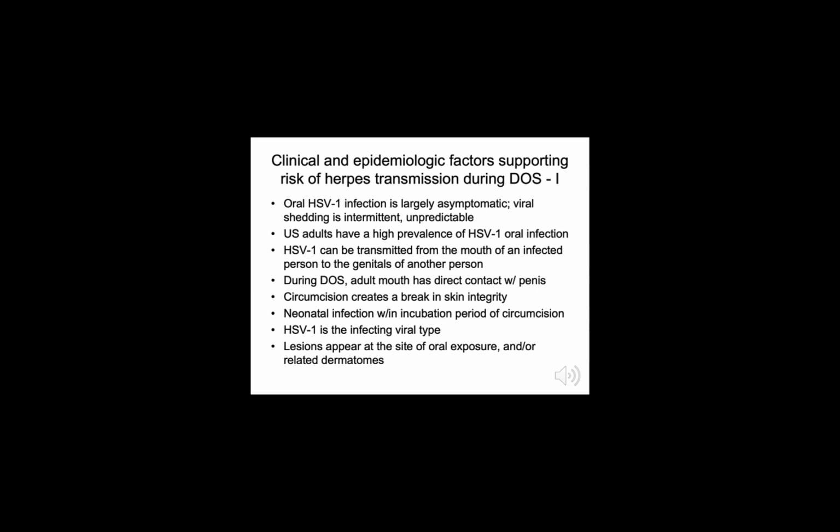Herpes type 1 can be transmitted from the mouth of an infected person to the genitals of another. That has been demonstrated with the fact that genital herpes infections can be acquired due to type 1. During direct oral genital suction, the adult mouth has direct contact with the infant penis, and circumcision definitely creates a break in skin integrity or the mucocutaneous barrier. These neonatal herpes infections occur within an incubation period of circumcision and are caused by herpes type 1. And the lesions occur at the site of oral exposure, that is the penis or scrotum, and or related dermatomes. And I'll say a little bit more about that.